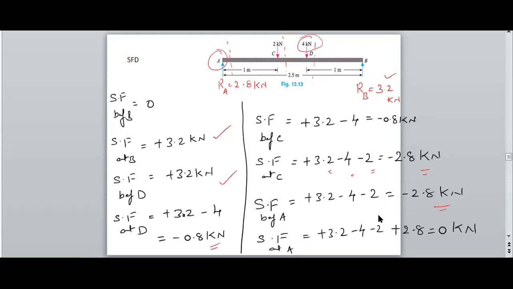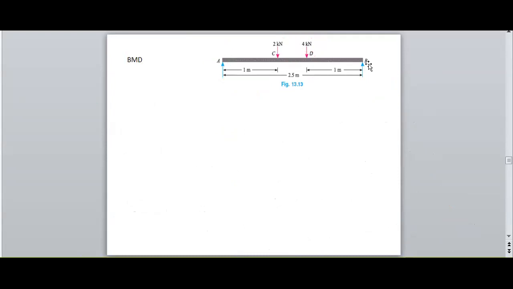Next, the shear force at A. Here, the 2.8 kilonewton, which is moving in the upward direction, also needs to be considered. So it is positive. Therefore, I am getting the shear force at A equal to 0. So now I need to draw the bending moment diagram.